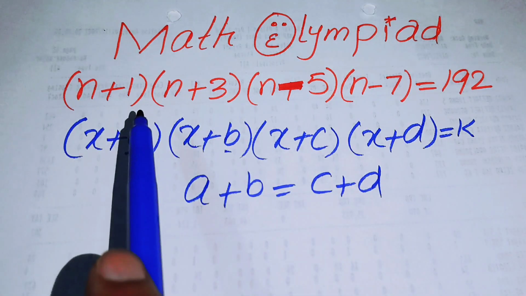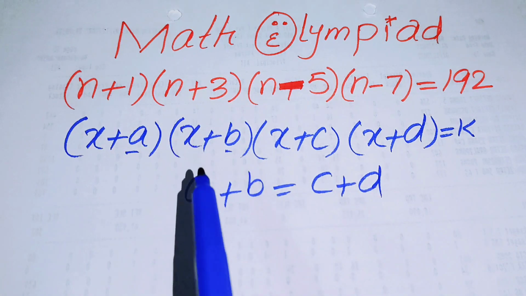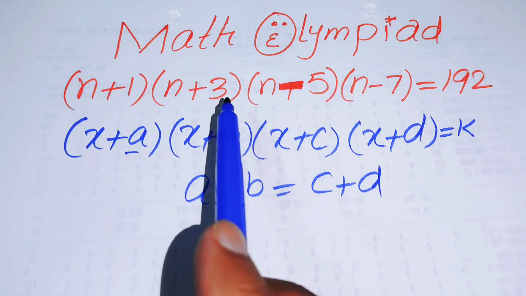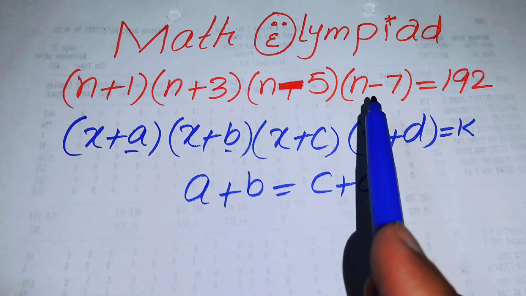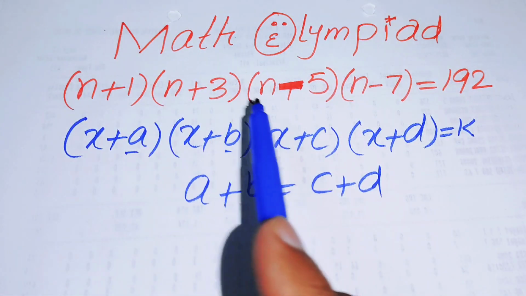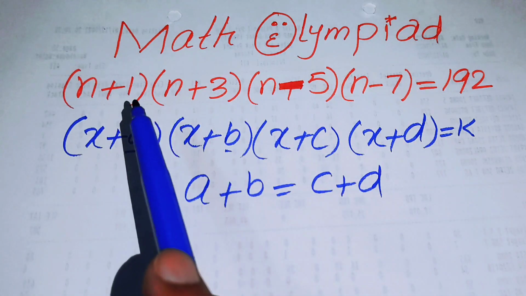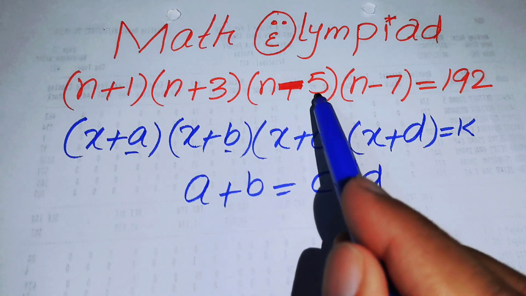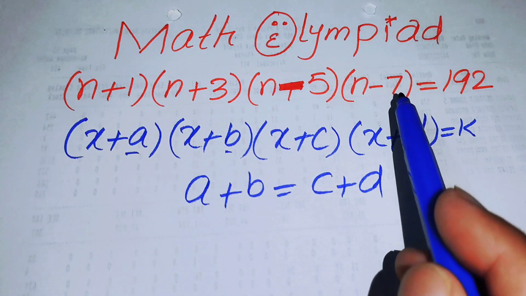So now first we will reorder these factors and check this condition. Here we have 1 + 3, which is 4, and −5 − 7 is −12. So these factors cannot be arranged in this form. If you add 1 − 5, it becomes −4, and when you add 3 − 7, it also becomes −4.